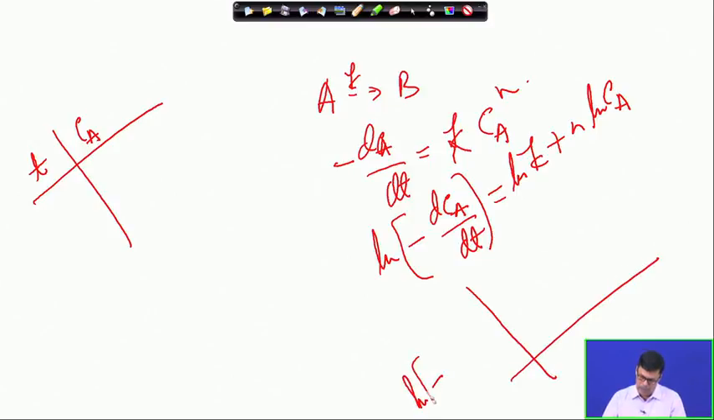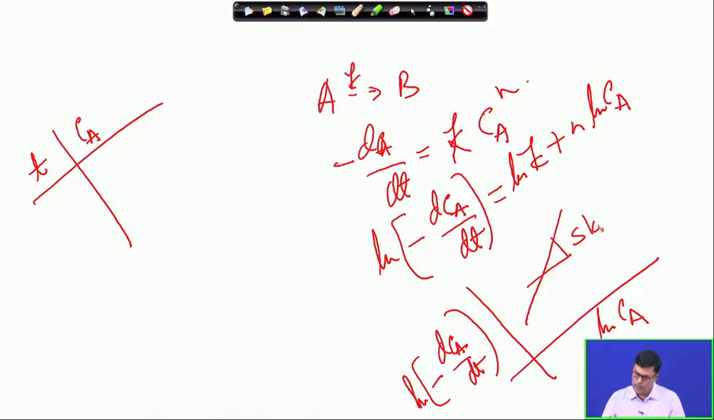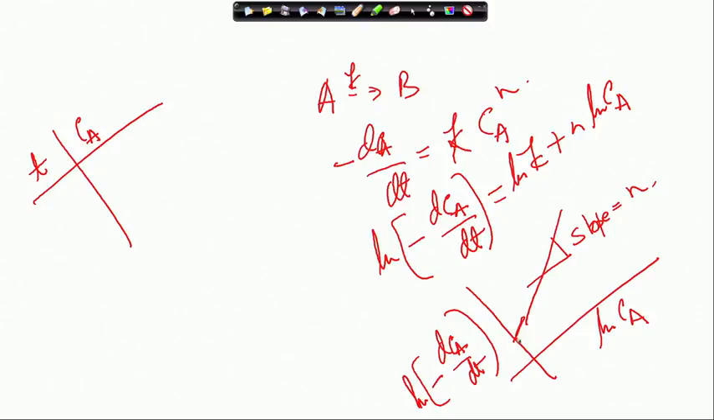Now if we plot ln of minus dCA by dt versus ln Ca, we will get a straight line, and the slope will give you the value of n, and the intercept will give you the value of ln K. So here you have different values, this is given. You can easily find out minus dCA by dt, and I told you that we use the differential technique. What is the differential technique?